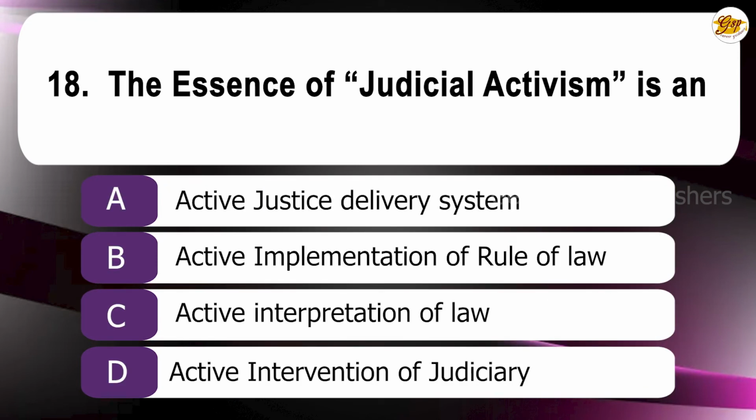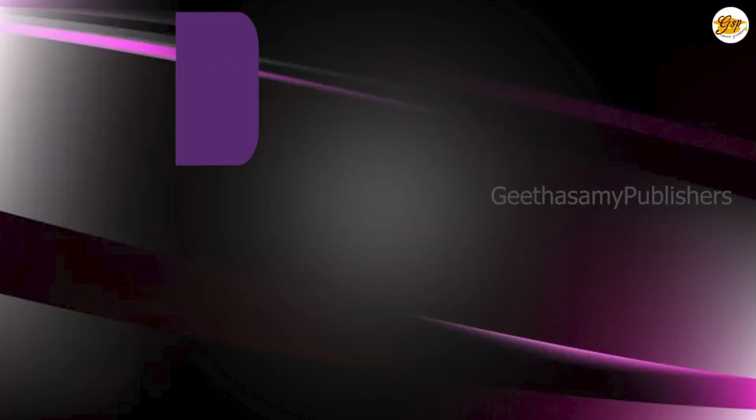18th question. The essence of judicial activism is A. Active justice delivery system, B. Active implementation of rule of law, C. Active interpretation of law, D. Active intervention of judiciary. The correct answer is A. Active justice delivery system.